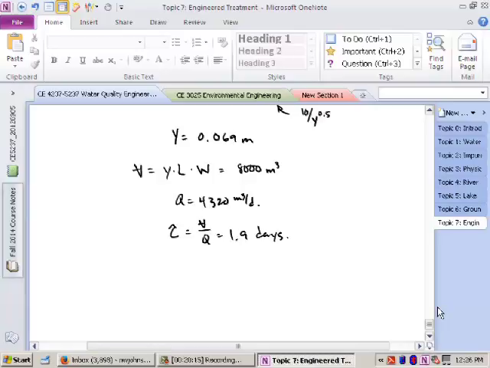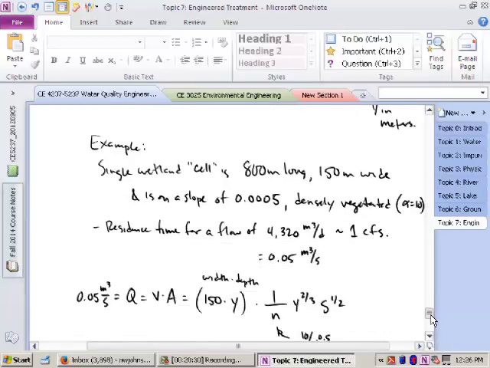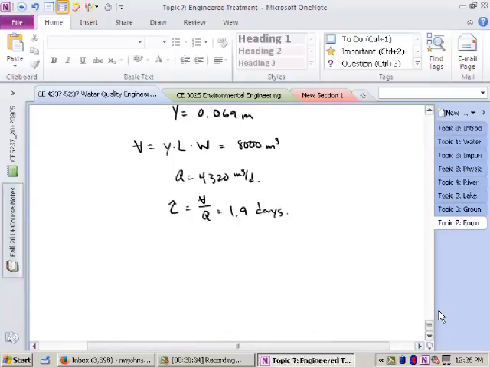So we don't want to pull in a bunch of rocks to make the roughness different, or maybe you could change the slope, but that's going to be hard. You have to have a lot of material to do that. Let's think about, what did I say the slope was? 0.0005 for 800 meters long.